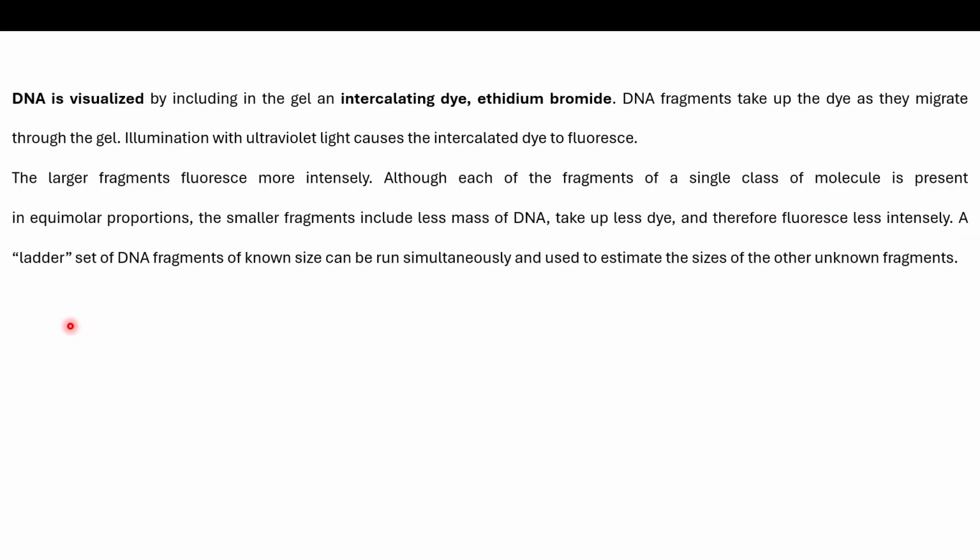And again, in the case of agarose gel electrophoresis also, you will have a standard ladder, a set of DNA fragments of known size that can be run and used to estimate the size of other unknown fragments, or to estimate the size of your sample of interest. This is also how we determine whether a cloning has really taken place or not. Another quick way of visualizing is using agarose gel electrophoresis.